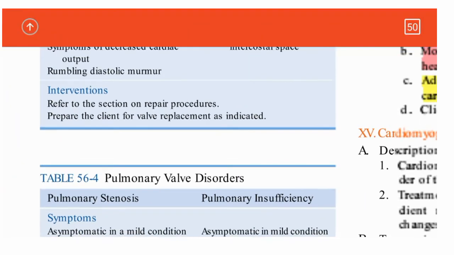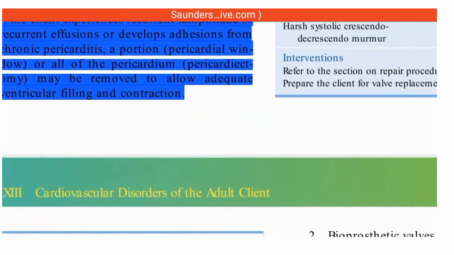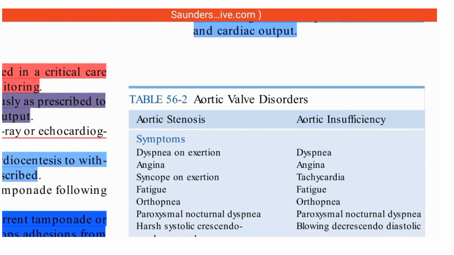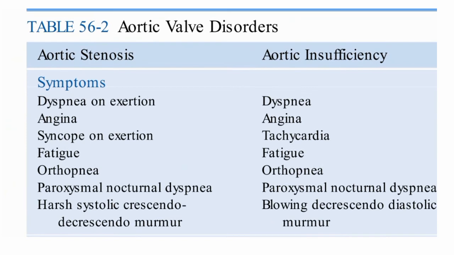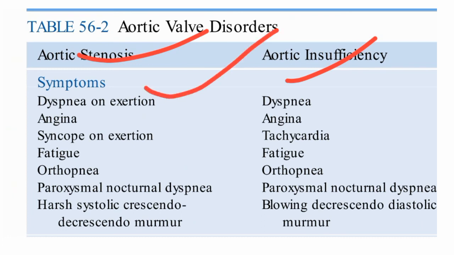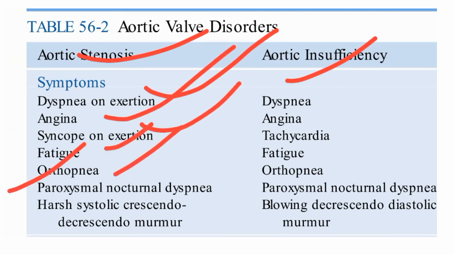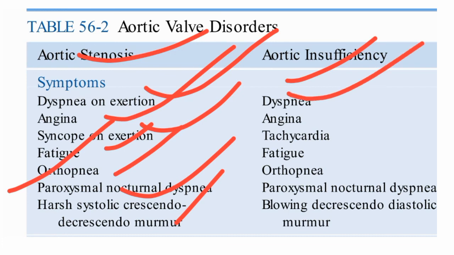Now coming to the valve disorders, we can see aortic valve disorders. What are the aortic valve disorders? Aortic stenosis and aortic insufficiency. In aortic stenosis there will be dyspnea, angina, syncope, fatigue, orthopnea, paroxysmal nocturnal dyspnea, and a harsh systolic crescendo murmur. In aortic insufficiency, dyspnea, angina, tachycardia, fatigue, orthopnea, paroxysmal nocturnal dyspnea, and a blowing diastolic murmur.